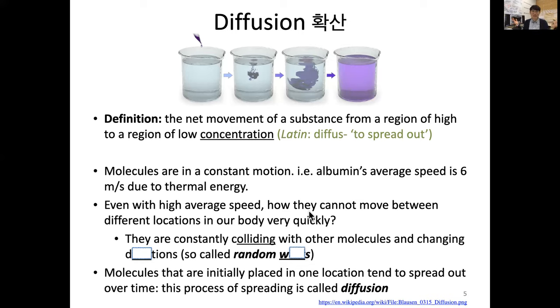Even with this high average speed, we never think about how albumin molecules in our blood cannot move between different locations in our body in such a quick way. Yes, because they are inside the blood vessel and constantly colliding with other molecules. So it's not free space. Albumin is usually inside blood plasma, so they are constantly colliding and interacting with the water molecules mostly. Once they collide, they change direction. So it's not always unidirectional.